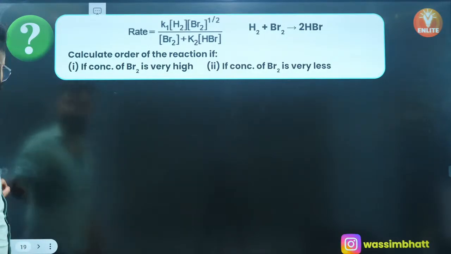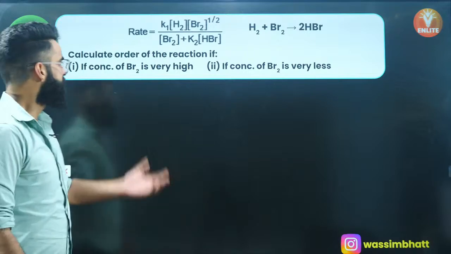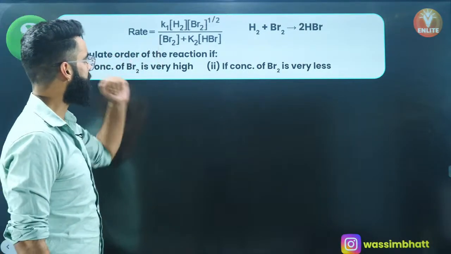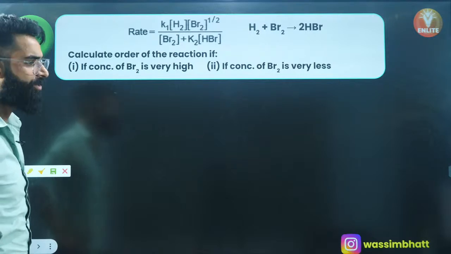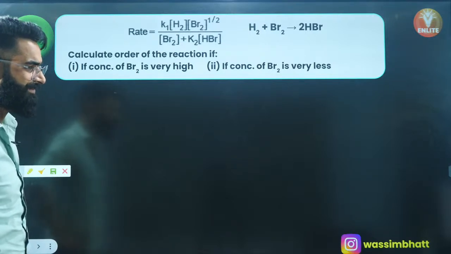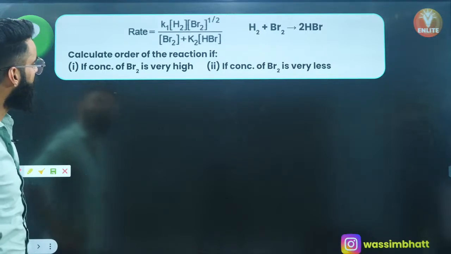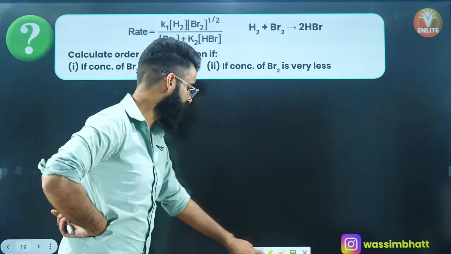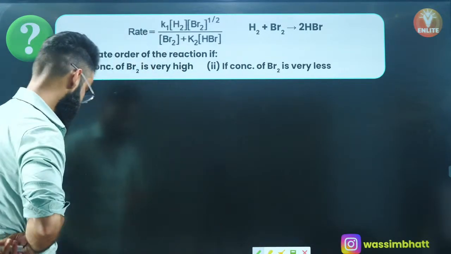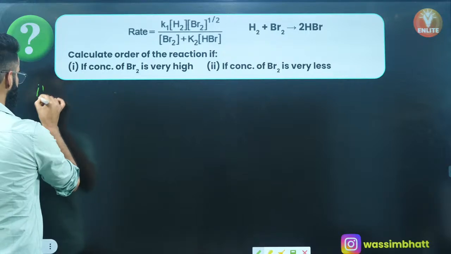Just a second, guys. What happened to this? Okay. See, guys, a rate law is given to us. The reaction is also given to us. We are supposed to calculate the order of reaction, right? And then the conditions are given. If the concentration of Br2 is kept very high, and then in the second equation, if the concentration of Br2 is kept very less. So let's try to solve the first part of the equation, right?